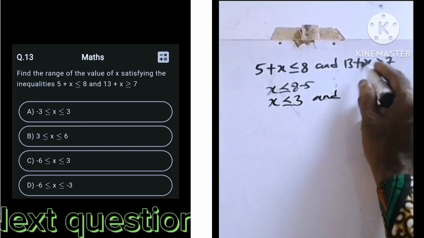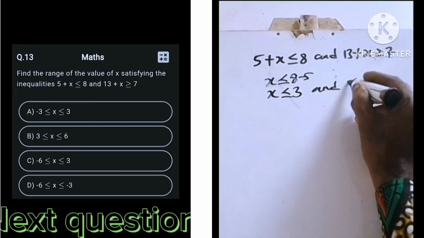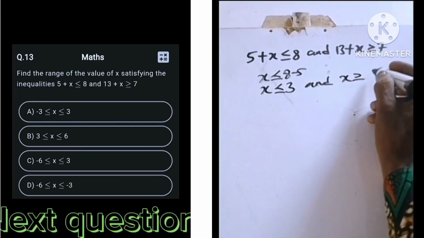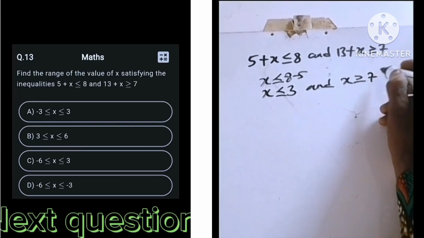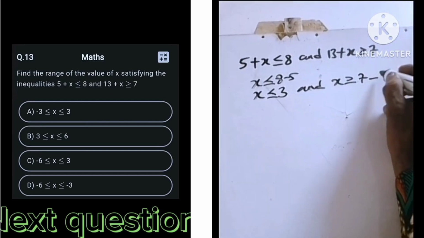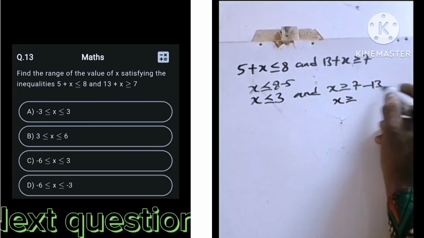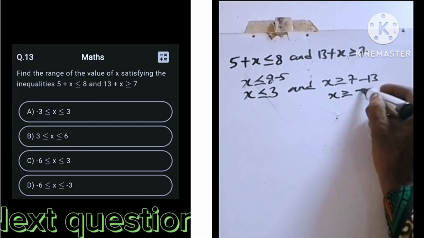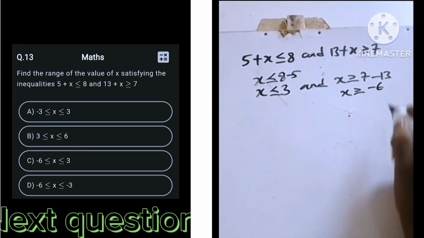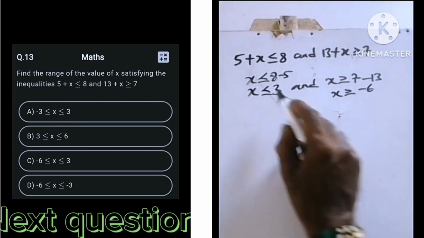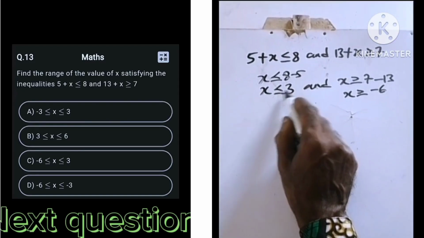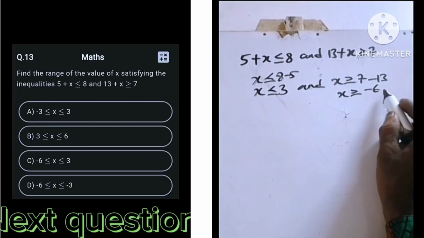And carry this 13 over. So we have S is greater than or equal to 7. Carry this over, that becomes minus 13. So your S is greater than or equal to 7 minus 13. That will give us minus 6. So if you look at this, between these two, this is less than or equal to 3, and this is greater than or equal to minus 6.